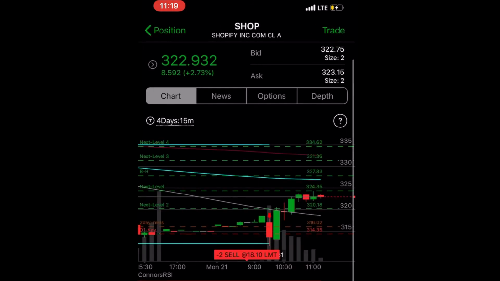Let's see. Got 1 minute left on the candle. I want to see if it ends green. If it ends red, I'm out. If it ends green, I'll give it another candle. But this is gonna be it. So let's see what it wants to do.